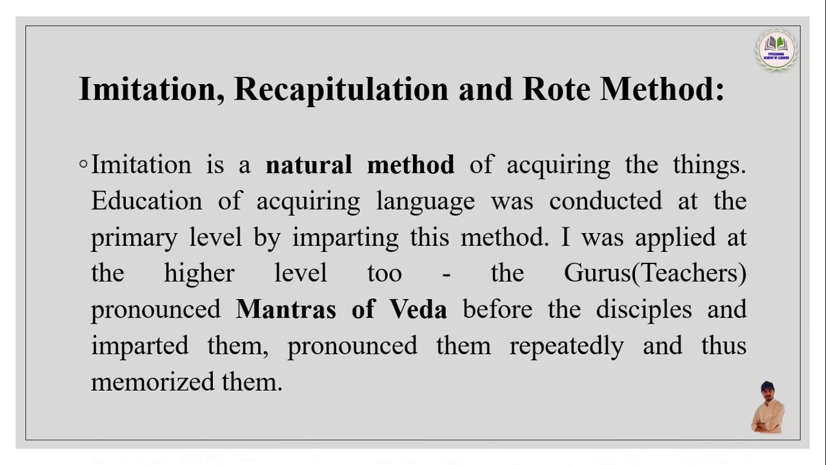Imitation is a natural method of acquiring things. Education of acquiring language was conducted at the primary level by imparting this method. It was applied at the higher level too. The gurus, meaning teachers, pronounced the mantras of the Vedas before the disciples and imparted them, pronouncing them repeatedly so the disciples memorized them. So this is all about imitation, recapitulation and rote method.